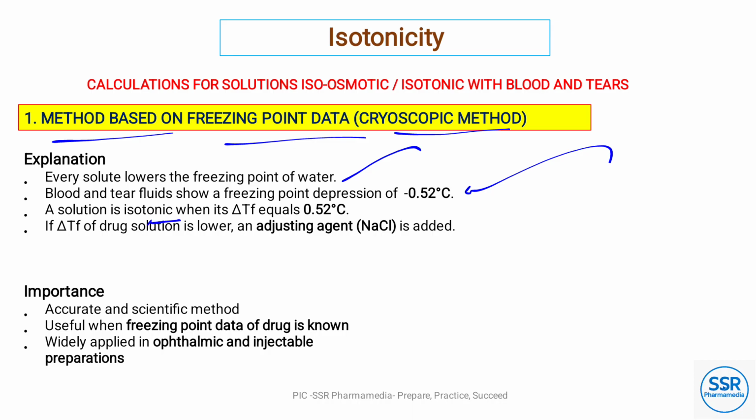The solution is isotonic when its delta Tf equals 0.52 degrees Celsius. If the delta Tf of the drug solution is lower, an adjusting agent such as sodium chloride is added. The importance of this method is that it is accurate and scientific, useful when the freezing point data of the drug is known, and widely applied in ophthalmic and injectable preparations.